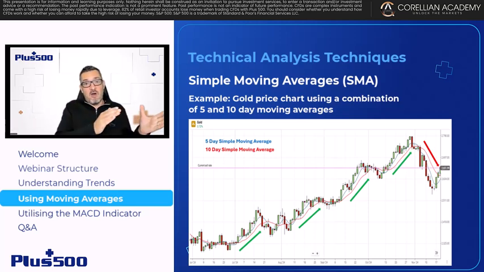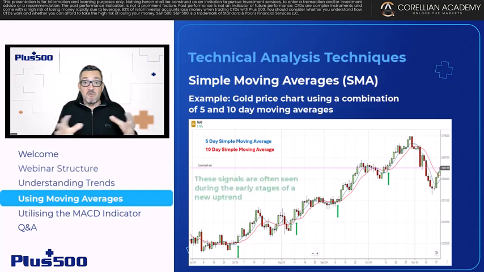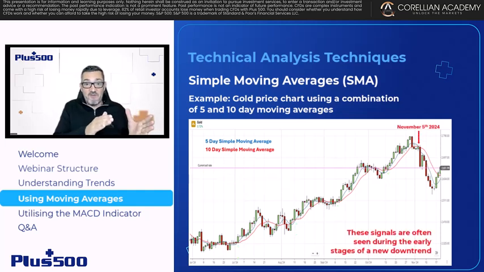Look at the times marked on the chart where the 5-day moving average crosses above the rising 10-day average. These signals are often seen during the early stages of a new uptrend. Also, look at the cross in the averages on November the 5th. Here, the falling 5-day average crossed below the falling 10-day average. This was seen before the gold price sold off from above 2,700 to 2,545.